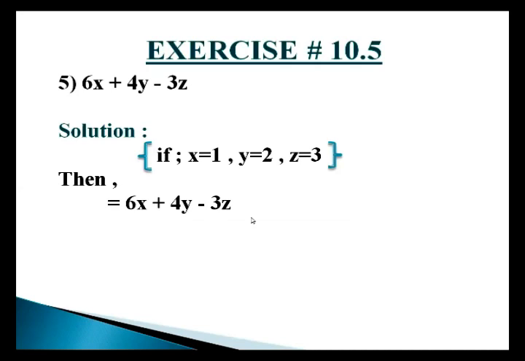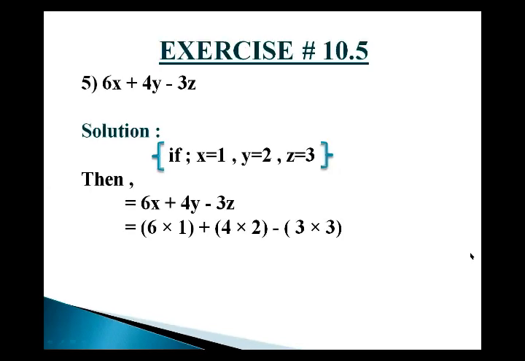I'm writing the bracket sign here so that you don't get confused about which values you have to multiply or add. If you don't want to write the bracket sign, then it's your choice. Okay, 6 multiply 1, the answer is 6. Plus sign as it is, then 4 multiply by 2 is 8. Then minus sign, then 3 into 3, which is equal to 9. So the answer is 6 plus 8 minus 9.